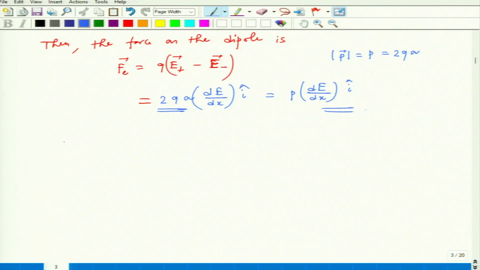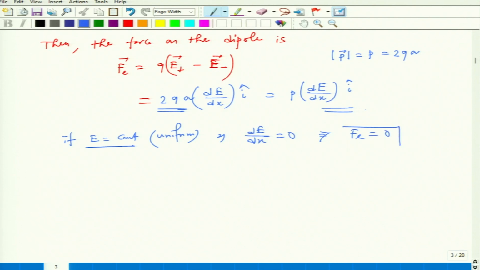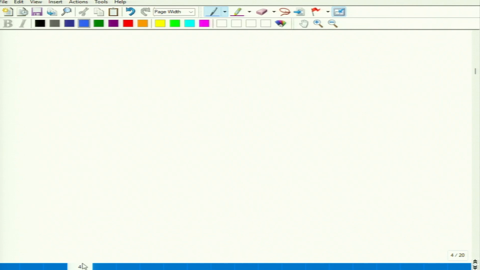If E is constant, meaning uniform, then d/dx is 0, so it implies that the force is 0. The force on the dipole is only non-zero when we place it in an external non-uniform electric field. A real life example of a net force acting on a dipole is the attraction between a small piece of paper and a comb. Next I will discuss charge density.